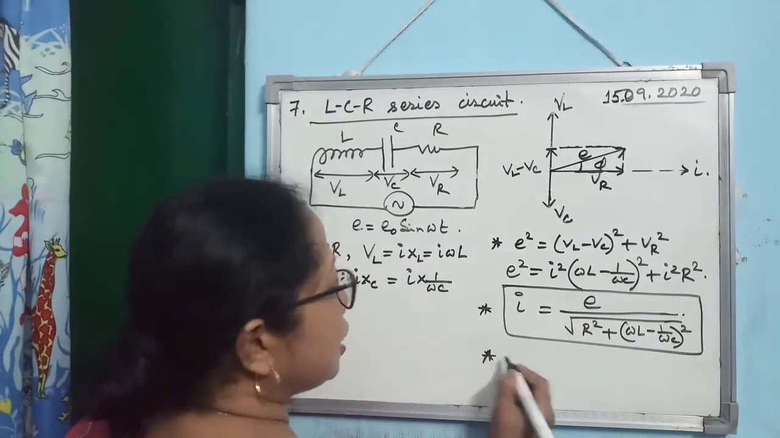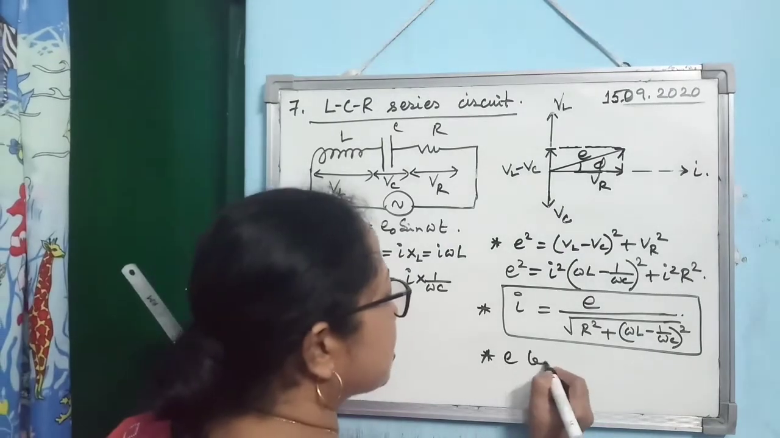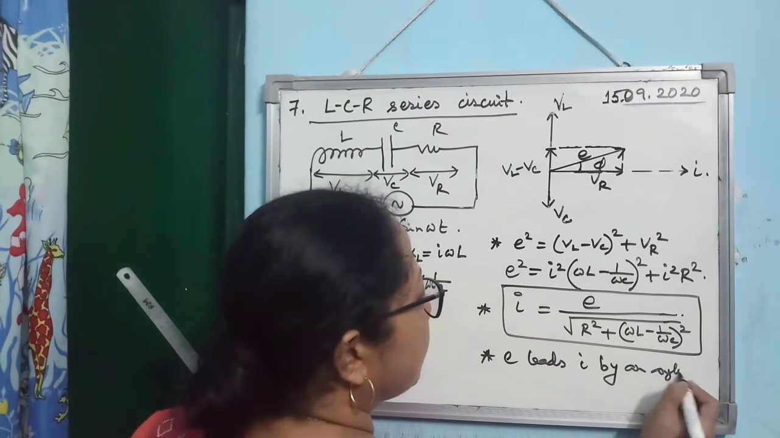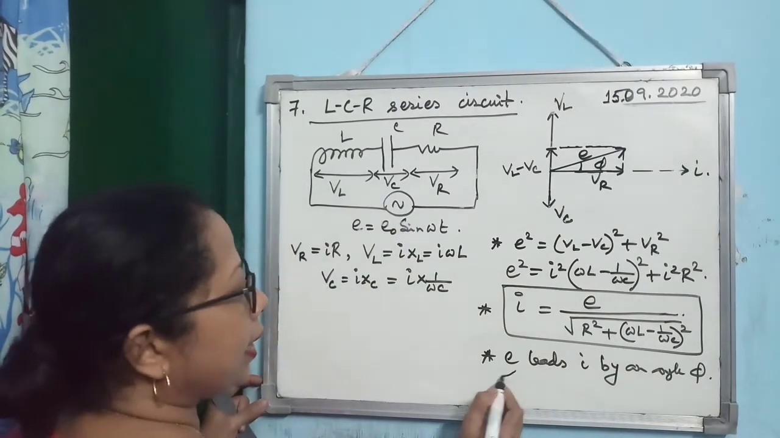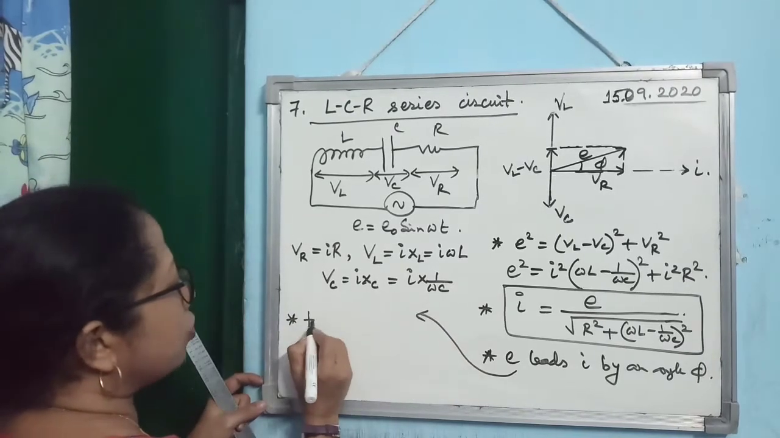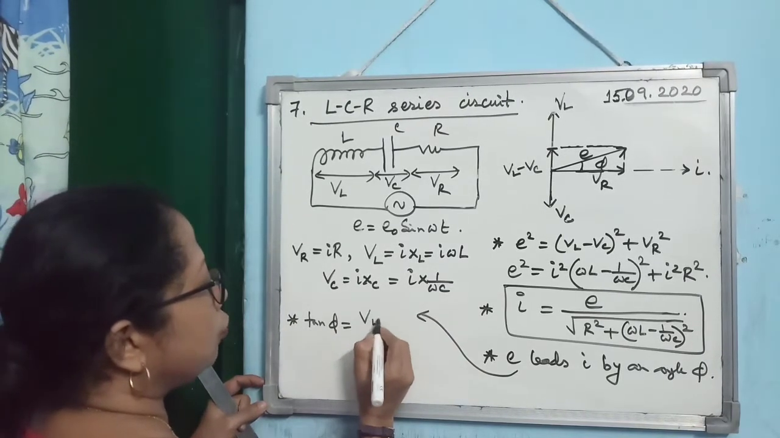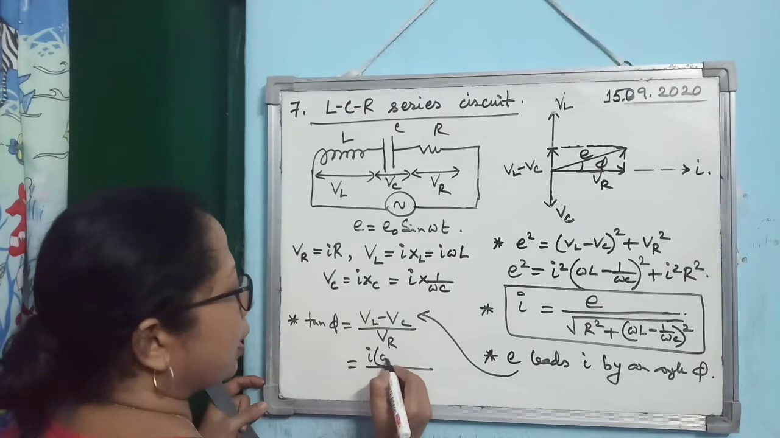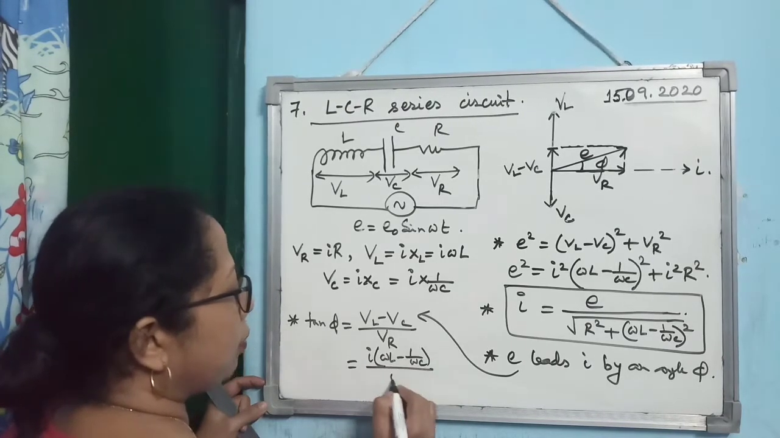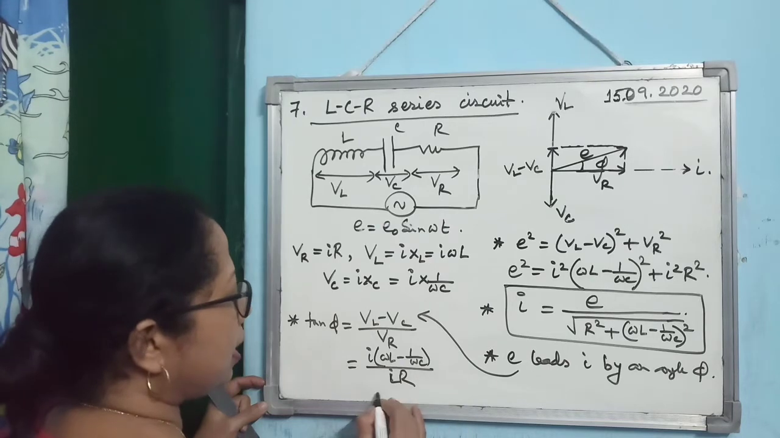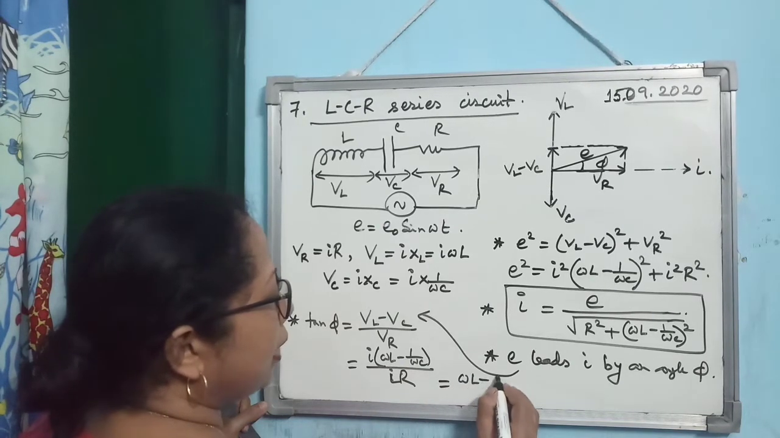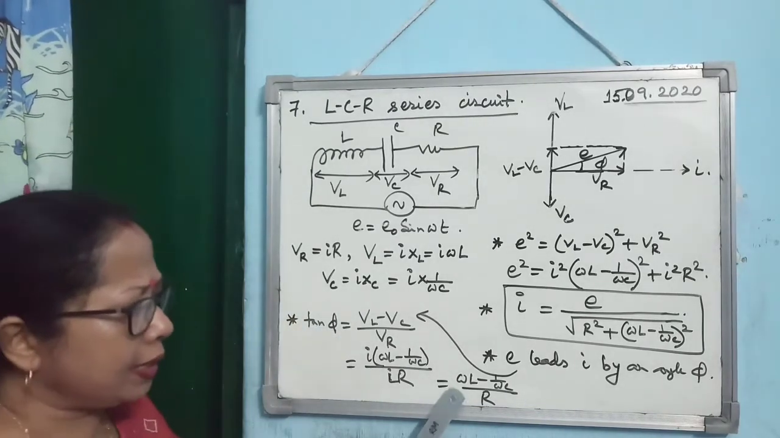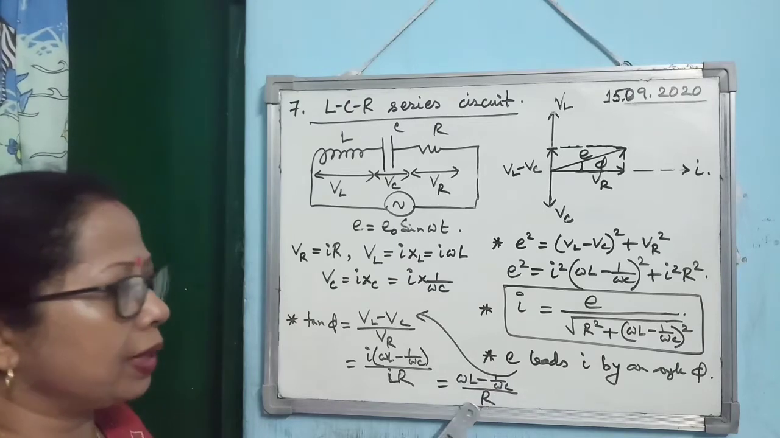Alright. Then next information is that E leads I by an angle phi. Alright. And how you can get phi? Tan phi, just look at the diagram, tan phi is equal to VL minus VC by VR. So VL minus VC, you can write I omega L minus 1 upon omega C, I cancel. So you are getting omega L minus 1 upon omega C by R. Alright. So tan phi is given by omega L minus 1 upon omega C by R.